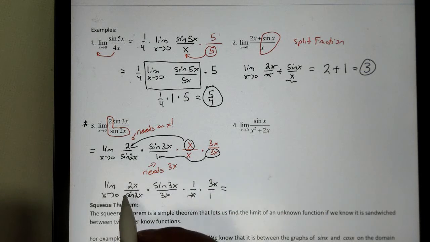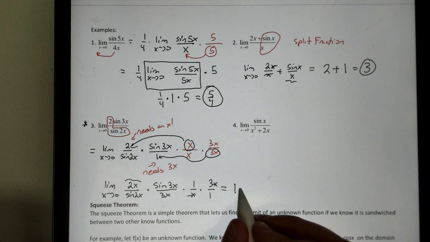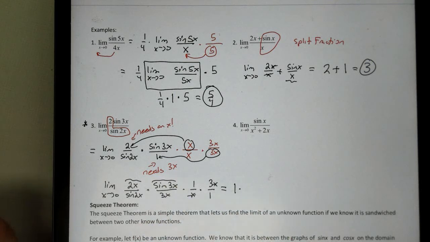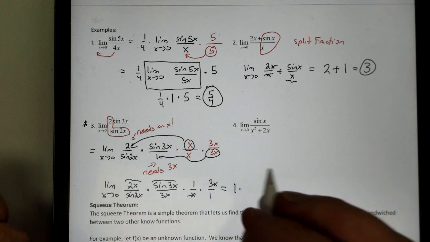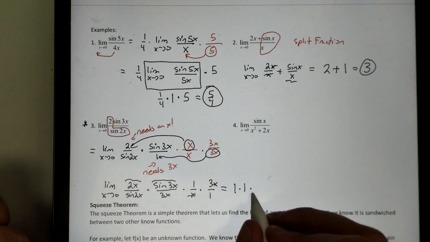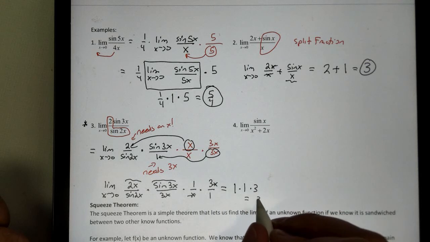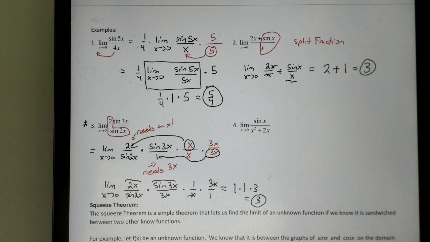Well, now I got what I want. This is just 1. This is just 1. Remember, as long as these are the same, it's 1. And this just simplified to 3. So what do we get for our answer? Just 3. Pretty easy to do. Kind of fun. I like these. They're a little bit more algebraic, a little bit more fun.